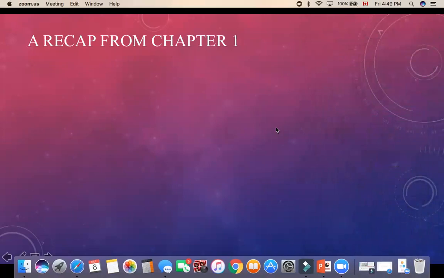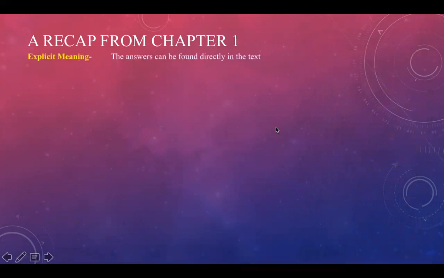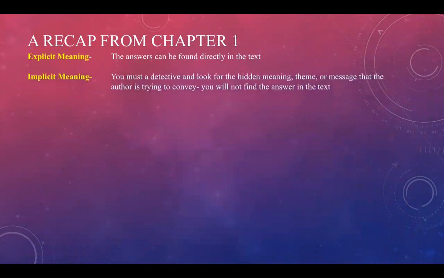So, looking at a recap from chapter 1. Let's do that quick. Explicit meaning means that the answers can be found directly in the text. So that's very important for you to remember. Implicit meaning, you must be like a detective and look for those hidden meanings, the theme, the message, what the author is trying to convey. You will not find the answer in the black and white text.